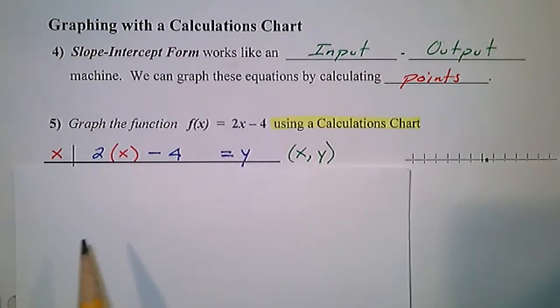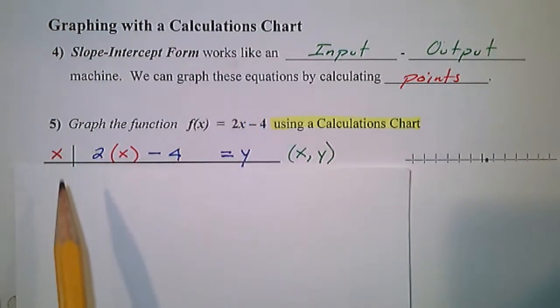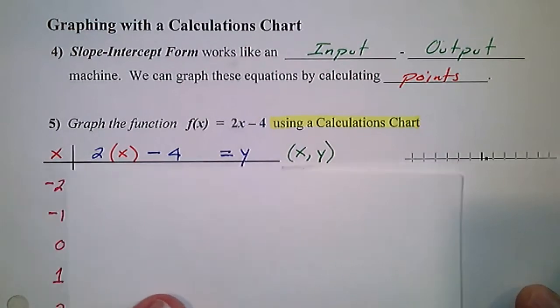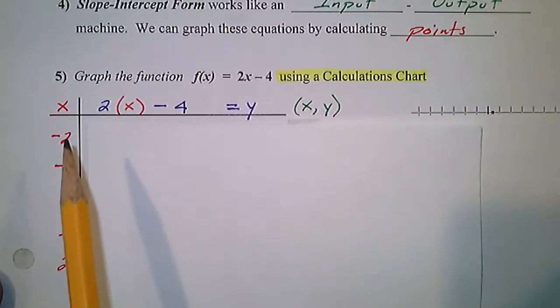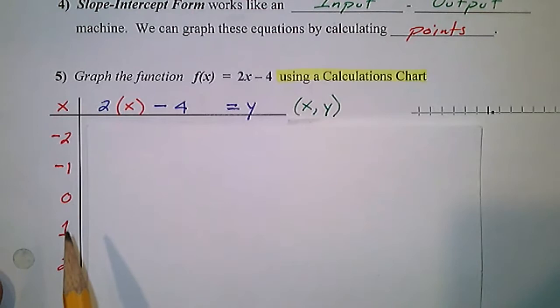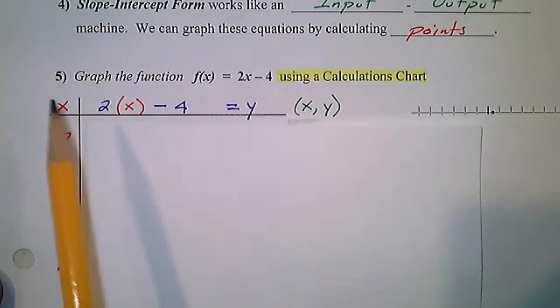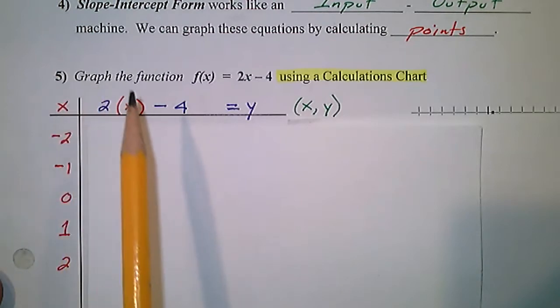Now, hopefully, by this point in the school year, you remember that if they don't tell you what to plug in, there are 5 numbers that we typically want to use. Those are -2, -1, 0, 1, and 2. I'm going to take those and plug them in, one at a time. So let's go ahead and take -2 and drop that in.